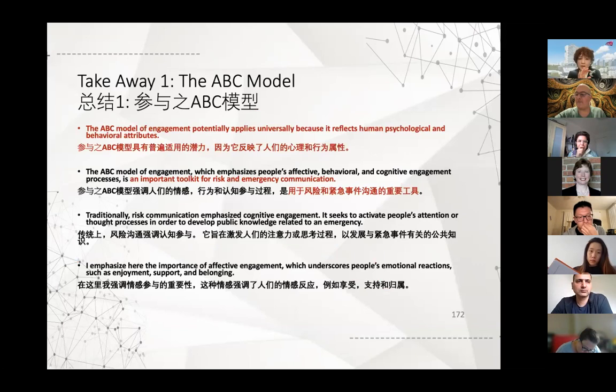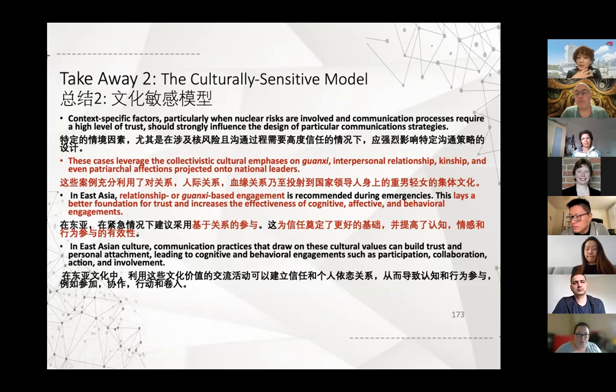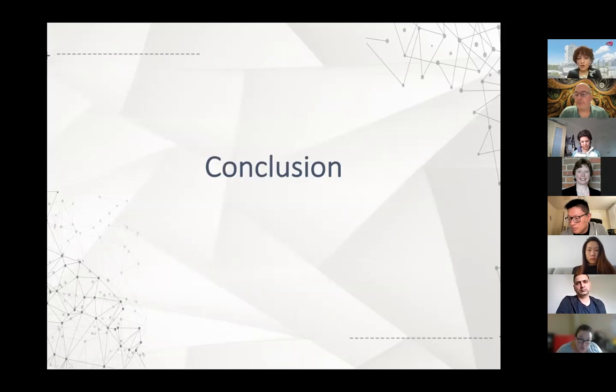So my conclusive remarks here is that the ABC model of engagement potentially applies universally because it reflects human psychological and behavior attributes. But culturally specifically, in East Asia, relationship or guanxi-based engagement is recommended during emergency or crisis time, because this lays a better foundation for trust and increased effectiveness of cognitive, affective, and behavior engagement. So that is some conclusive remarks for the culturally sensitive ABC model of engagement.